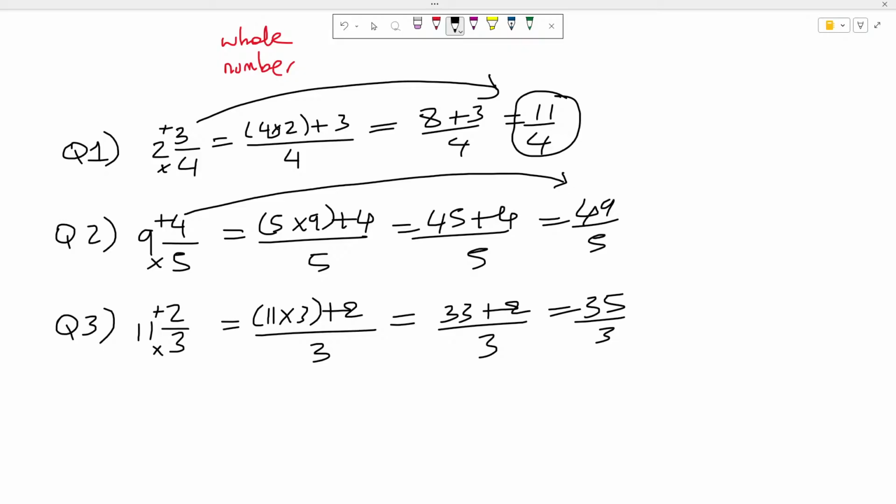For today's lesson, we have learned how to convert mixed fractions to improper fractions.